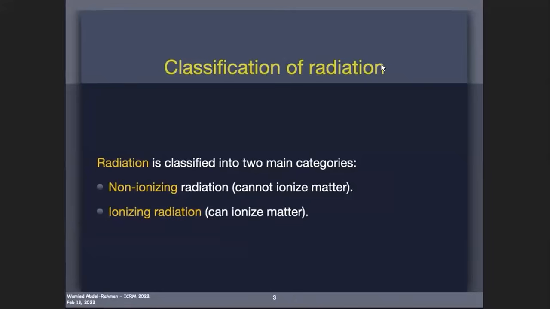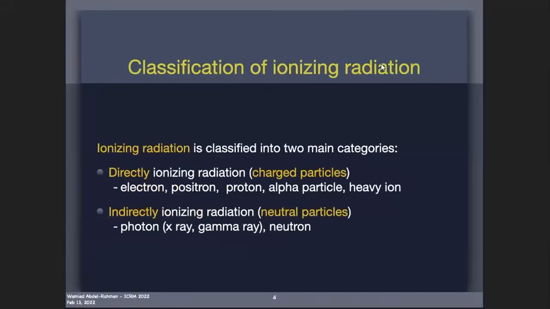is neutrons, protons, alpha particles, as well as heavy ions. Indirectly ionizing radiation is the second category, and those are for neutral particles, and that includes photons that are capable of ionizing matter, such as X-rays, gamma rays, as well as neutrons.